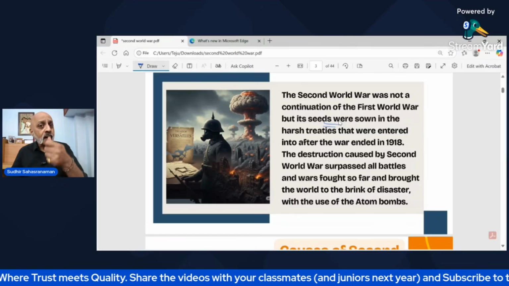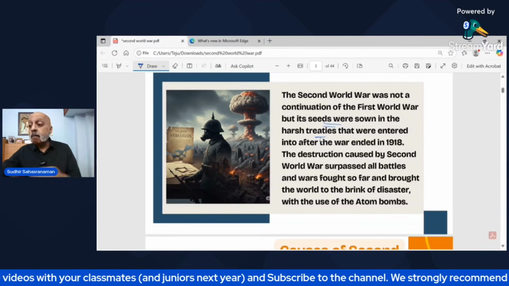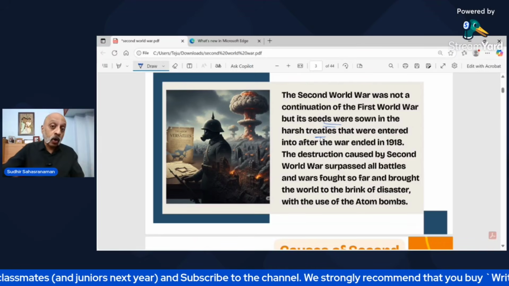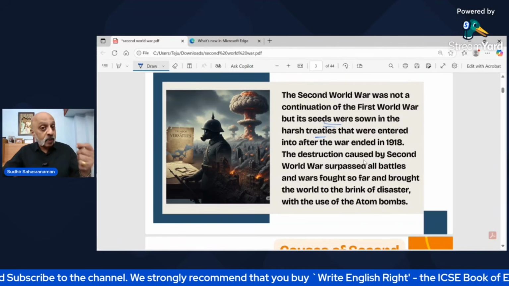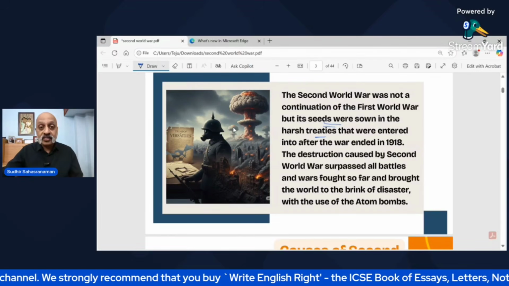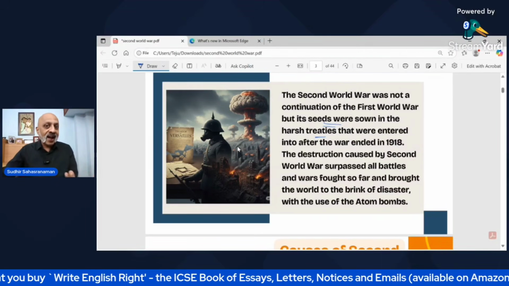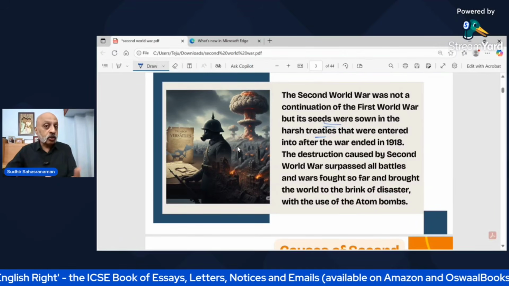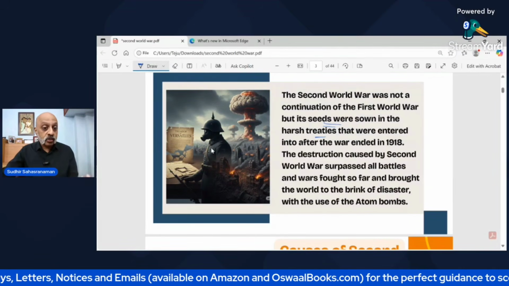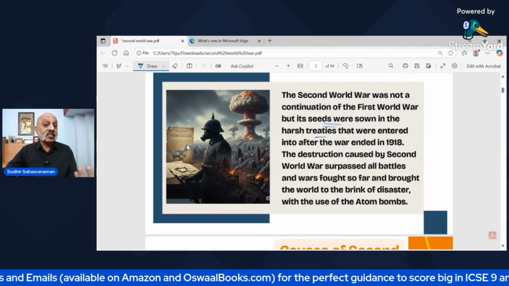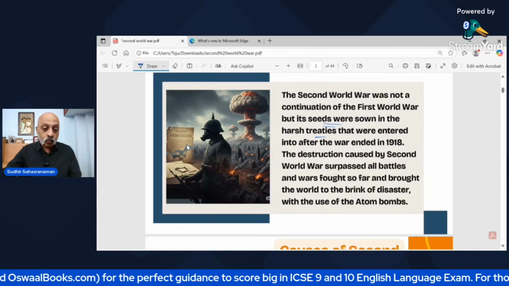So the treaties, mainly the Treaty of Versailles that was signed, were one of the main reasons why the Second World War broke out in 1939. As you can see in this very dramatic illustration, you can see the atom bomb dropped on Hiroshima and Nagasaki. You can see the kind of effect it has had on the soldiers, and you can see the Treaty of Versailles that was in tatters by the beginning of the Second World War.